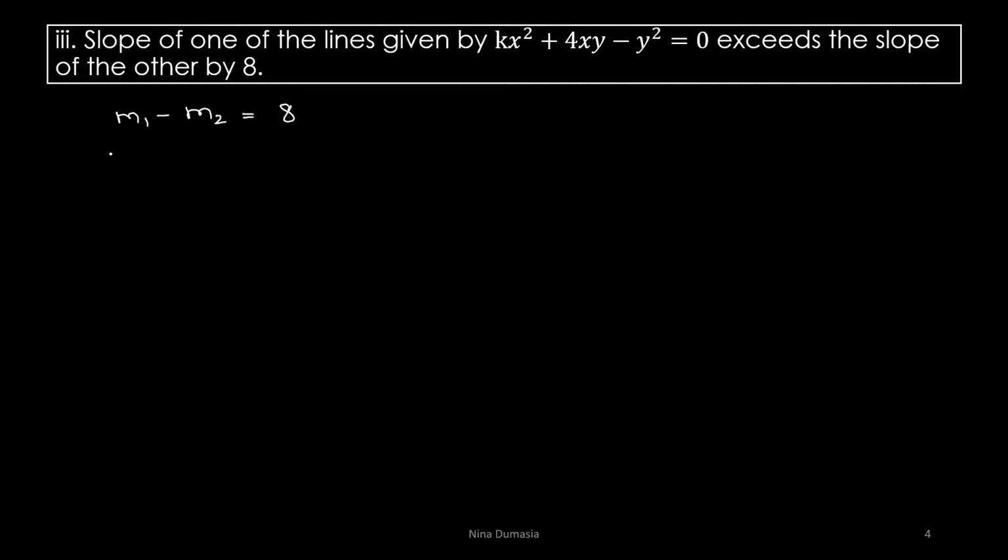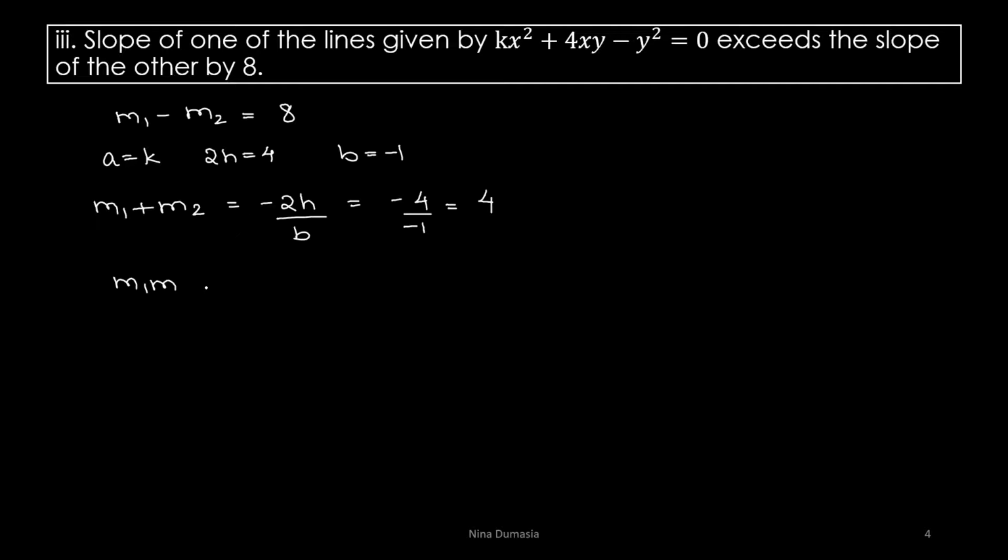यहाँ पे compare करके हमको मिलता है that a is equal to k, 2h is equal to 4 and b is equal to minus 1. We also know that m1 plus m2 is equal to minus 2h by b, which is equal to minus 4 by minus 1, which is equal to 4, and then m1 into m2 is equal to a by b, which is equal to k divided by minus 1, which is equal to minus k.